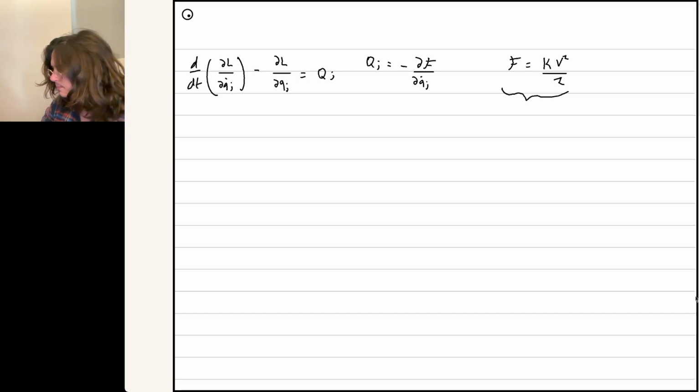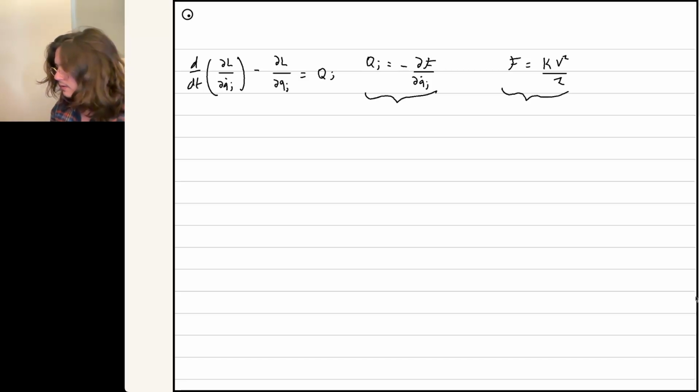Using just the Euler-Lagrange equation and the definition of a generalized force, which is due to a dissipation function, minus del F del q dot. So let's just get into it.